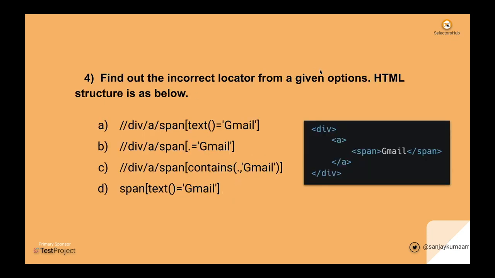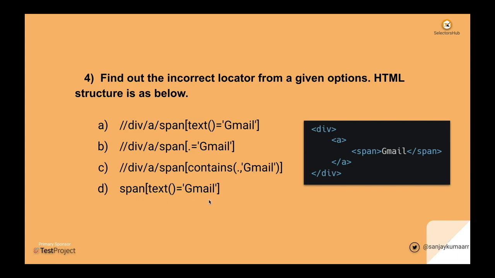Find out the incorrect locator from the given options. The HTML structure is as below: div, a, span, a close, close. Okay, let's see the options. First option: double forward slash div forward slash a forward slash span text is equal to Gmail, looks correct. Double forward slash div a span dot is equal to Gmail, looks correct. Double forward slash div a forward slash span contains dot comma Gmail, looks correct.